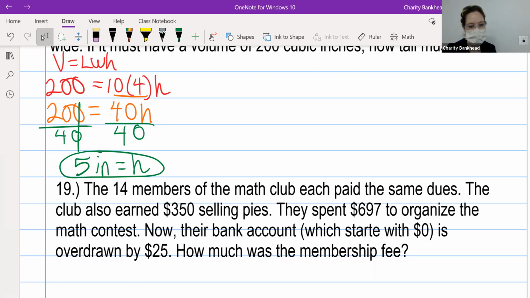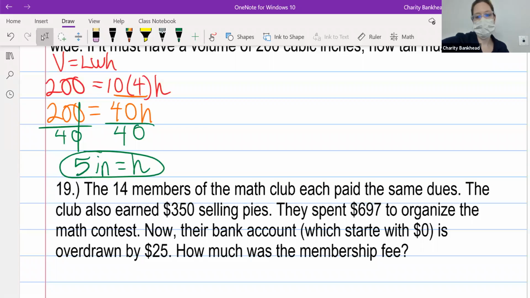Okay, the 14 members of the math club each paid the same dues. The club also earned $350 selling pies. They spent $697 to organize the math contest. Now their bank account, which started with $0, is overdrawn by $25. How much was the membership fee?